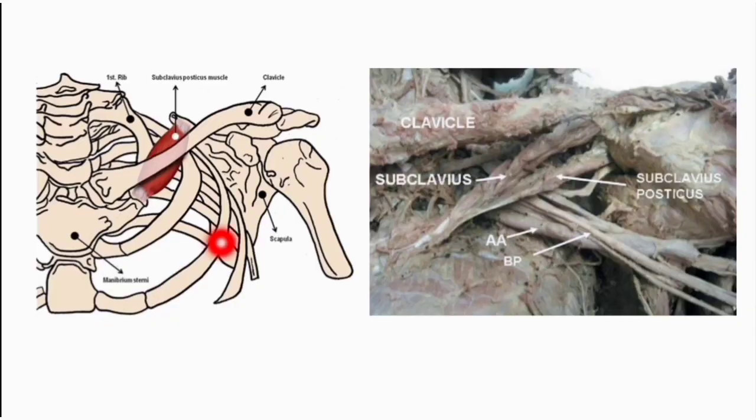Next, the subclavius posticus, which is a muscle variant of subclavius muscle. It takes origin from the first costochondral junction, but inserts onto some part of the scapula, not on the clavicle. Here you can see, this is subclavius, which is normal and inserting onto the clavicle, whereas subclavius posticus is inserting onto the processes of the scapula.